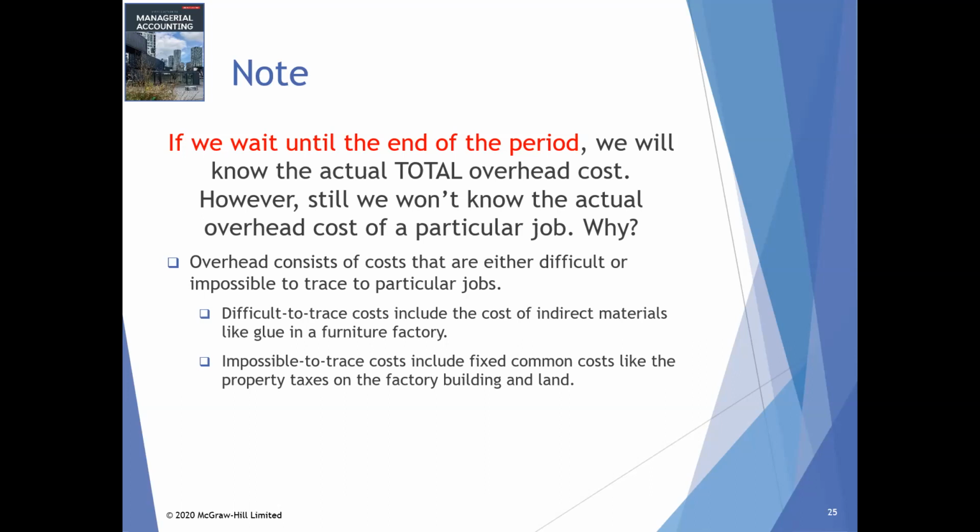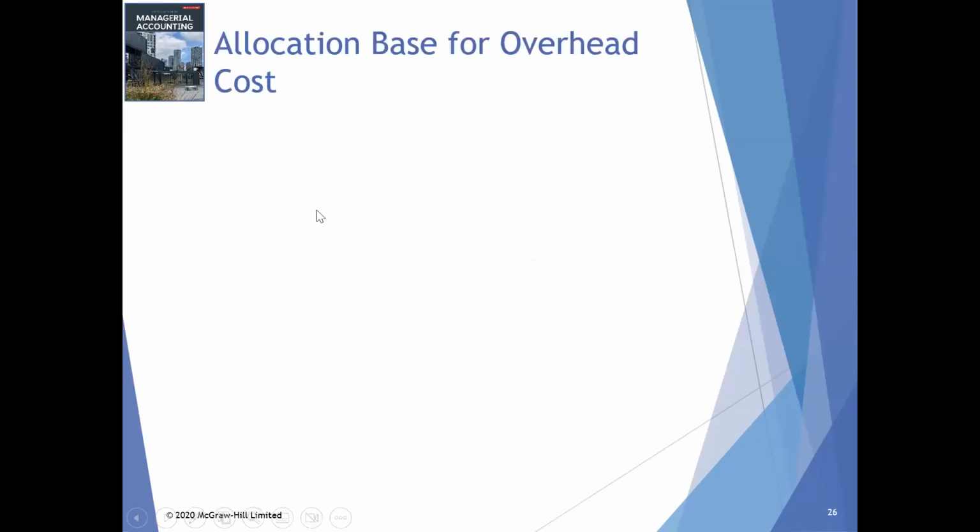If it is impossible, it doesn't mean that we will not calculate. Definitely we will calculate. So how to do this? Look at this. Allocate based on overhead cost. What will be the base for that? How can we apply this?